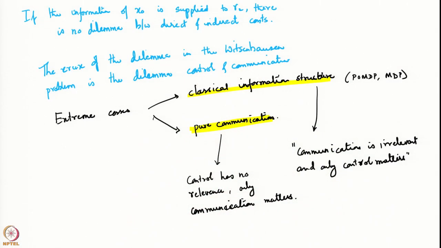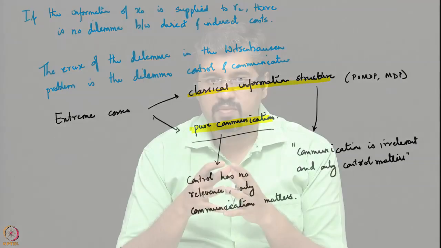Now, for the remaining part of the course, since we have already looked at the classical information pattern in depth, we will focus on this aspect, which is the communication aspect. And we will see how exactly a communication problem can be thought of as an extreme case of the Witsenhausen problem.